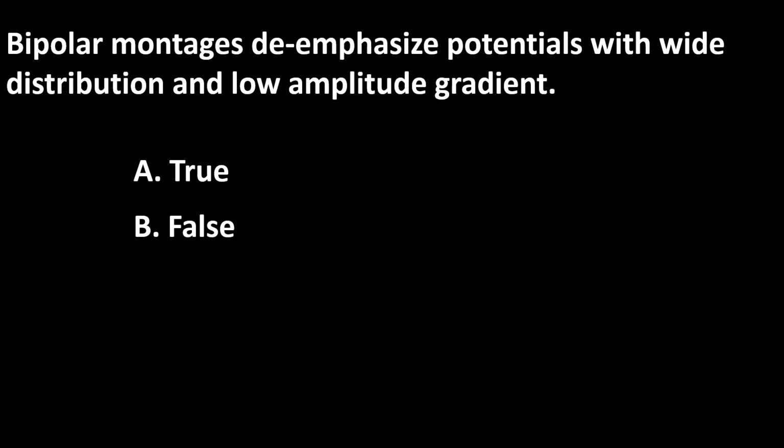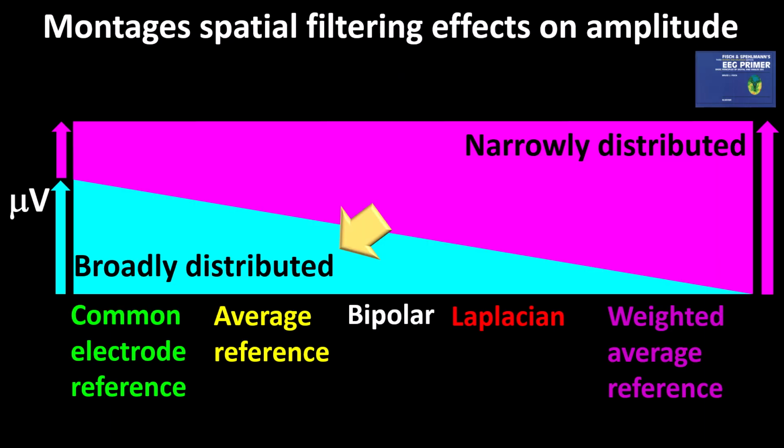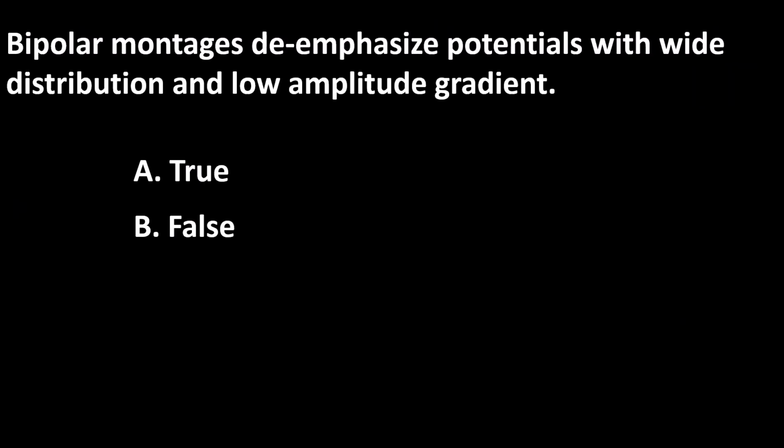Next question. Bipolar montage de-emphasizes potentials with wide distribution and low amplitude gradient. A true, B false. Broadly distributed potentials that would be easily detected using common electrode montage will be greatly attenuated, to the point that they may be missed using bipolar montage, and certainly would be missed if we use weighted average reference montages. So the answer to this question is true.